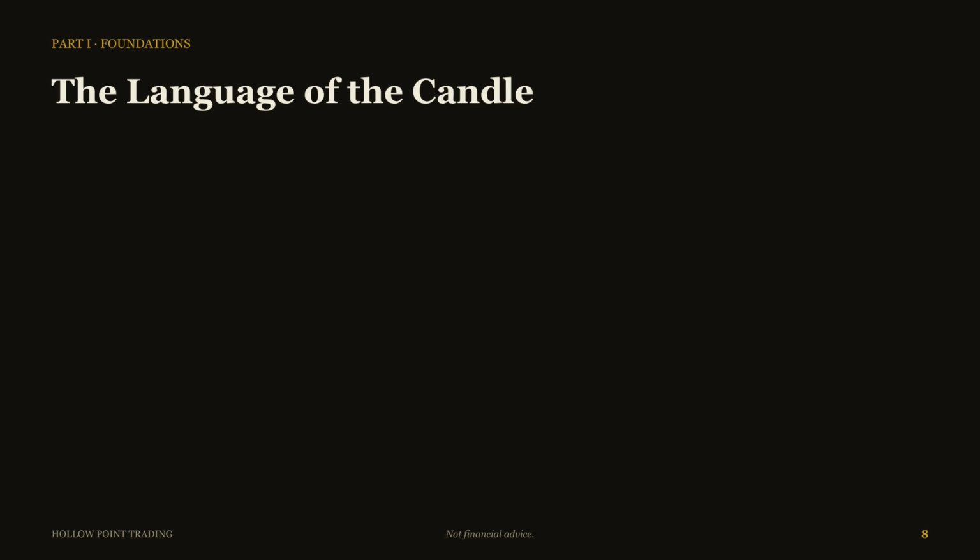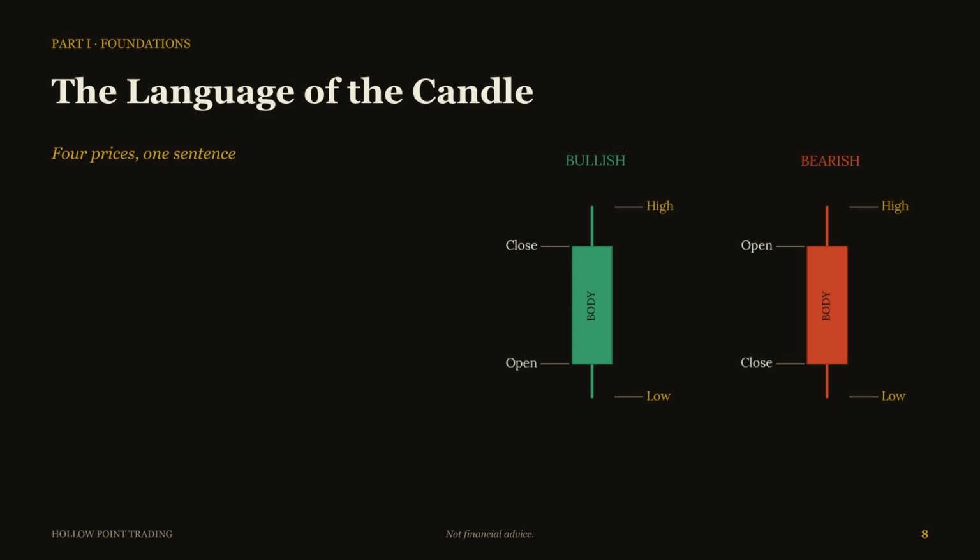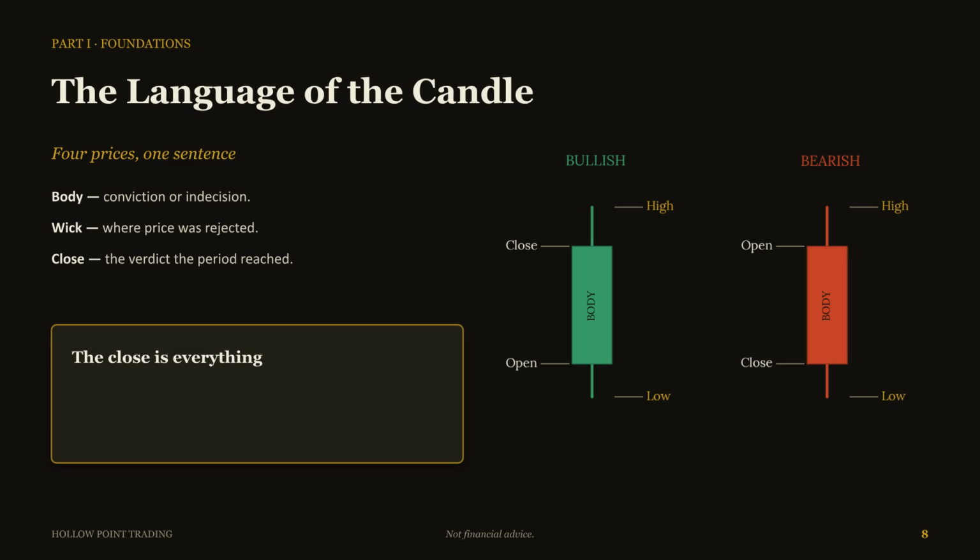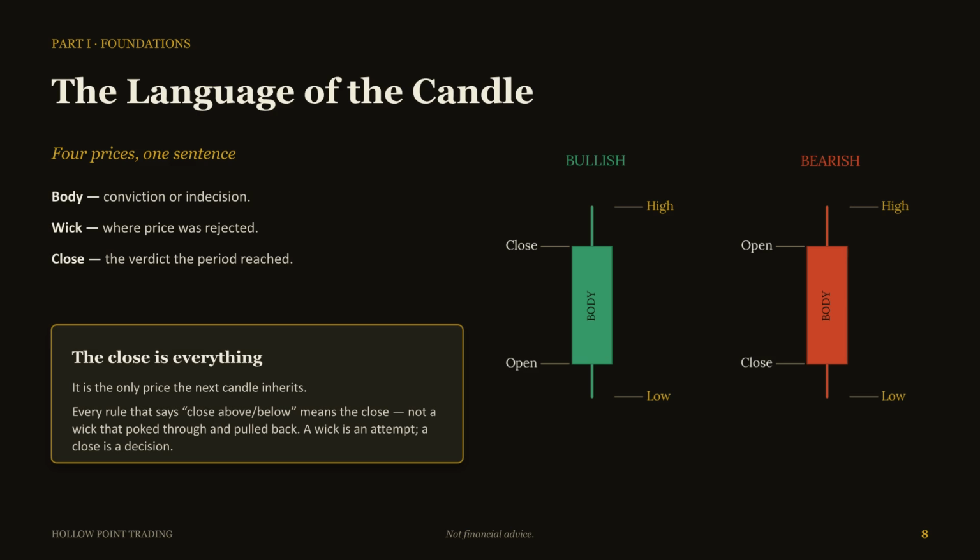The language of the candle comprises 4 prices that form one sentence. The body shows conviction or indecision, the wick shows rejection, and the close is the verdict. A close is a decision and is everything, as it is the only price the next candle inherits.